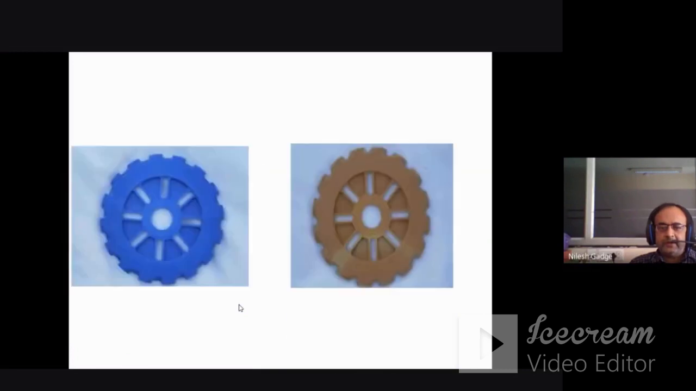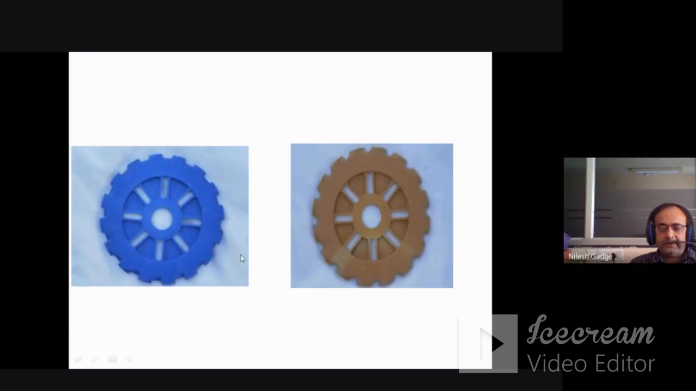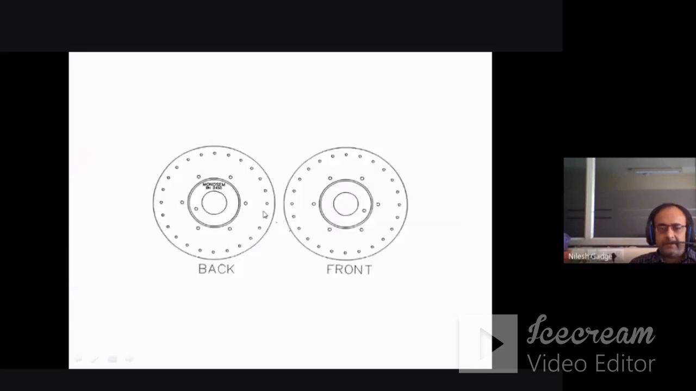So these are some figures of the flat drop. This is the back and front. Actually, these holes are for carrying the seeds. One seed is occupied by each hole when this plate is rotating in the planter.